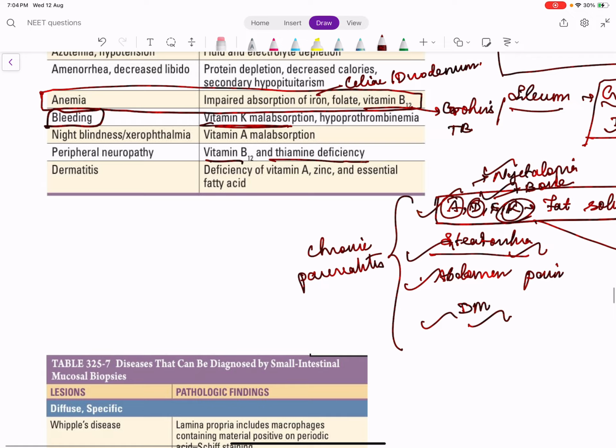B12 and thiamine deficiency cause peripheral neuropathy. Obviously, B6 also can cause peripheral neuropathy. But these are usually water-soluble vitamins. Okay.